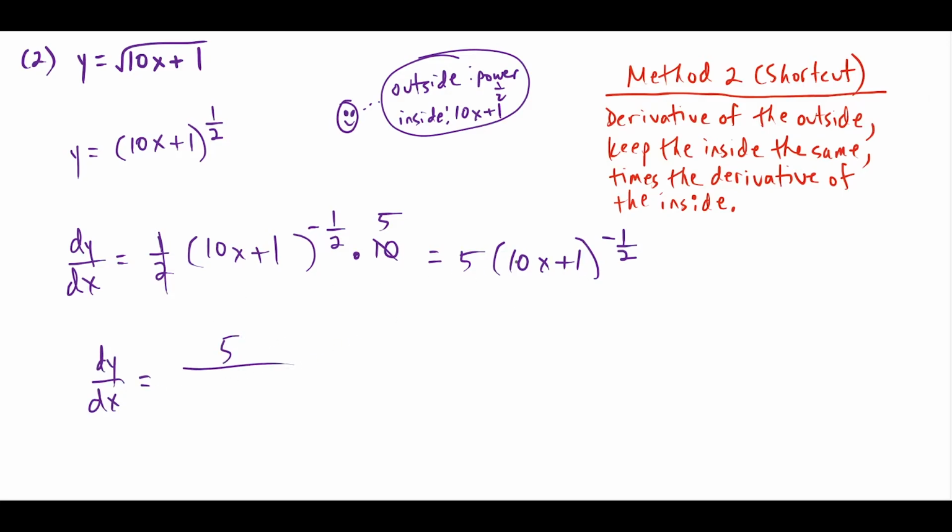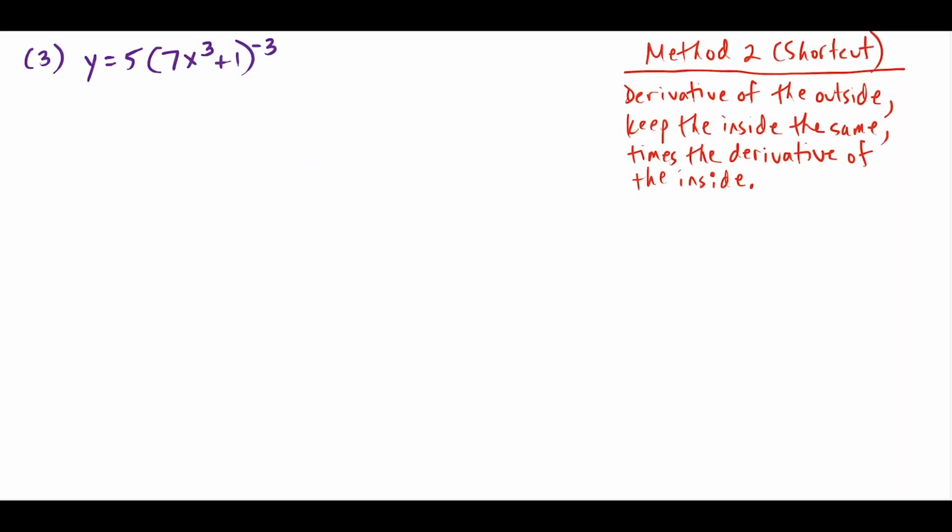We'll have a 5 in the numerator with this constant, and then we could send 10x plus 1 to the negative 1/2 down as 10x plus 1 to the 1/2 power, or we could throw it back in a square root. So this is our final answer to the second question. So we'll practice with this shortcut once more.